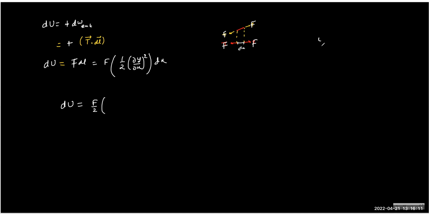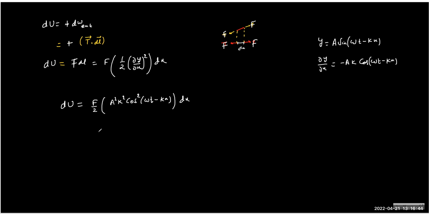And del y by del x is how much? We know y is equal to A sin(omega t minus kx). So del y by del x is minus A k cos(omega t minus kx), and therefore you can write A square k square cos square(omega t minus kx), and F A square k square by 2 cos square(omega t minus kx).